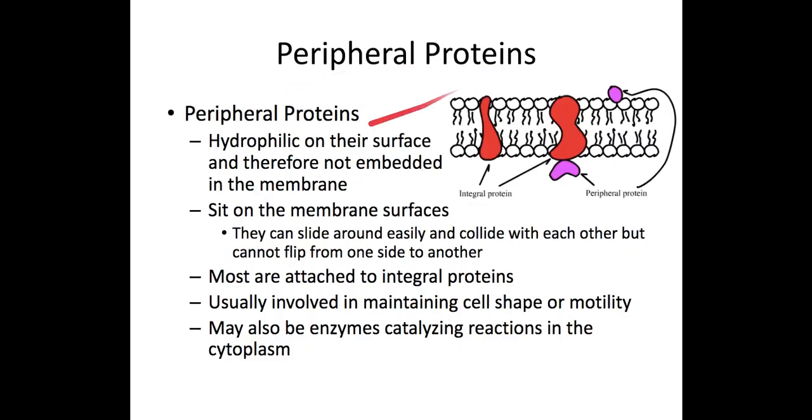Then we have peripheral proteins. Peripheral proteins are hydrophilic on their surface and are therefore not embedded within the membrane. They sit on the membrane surfaces, and they can slide around easily and collide with each other, but they cannot flip from one side of the membrane to the other. Most peripheral proteins are attached to integral proteins, and they are usually involved in maintaining the cell's shape or motility and mobility. They may also act as enzymes, catalyzing reactions in the cytoplasm of the cell.